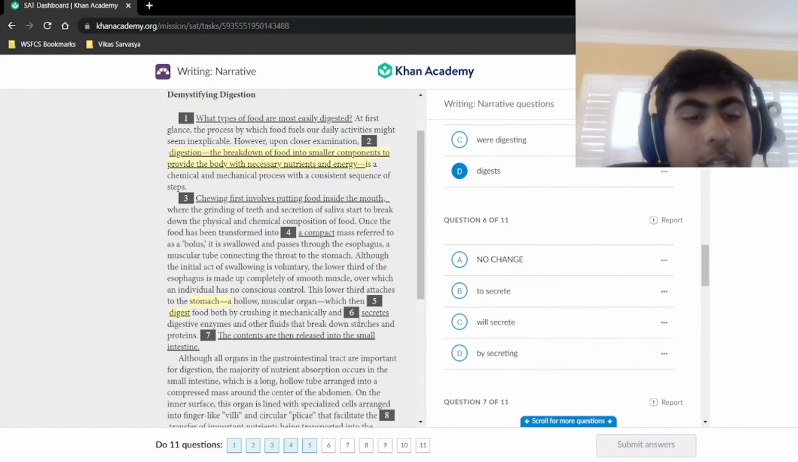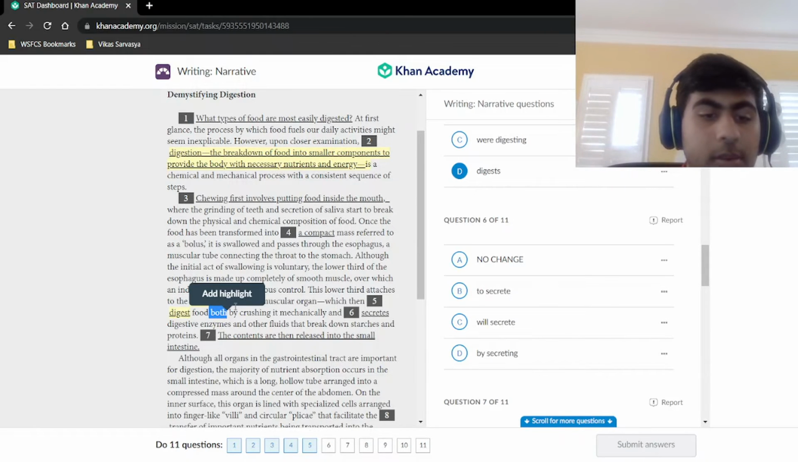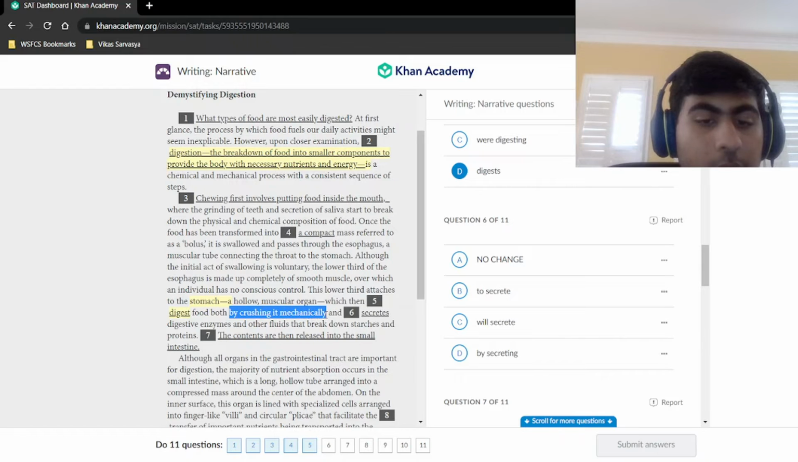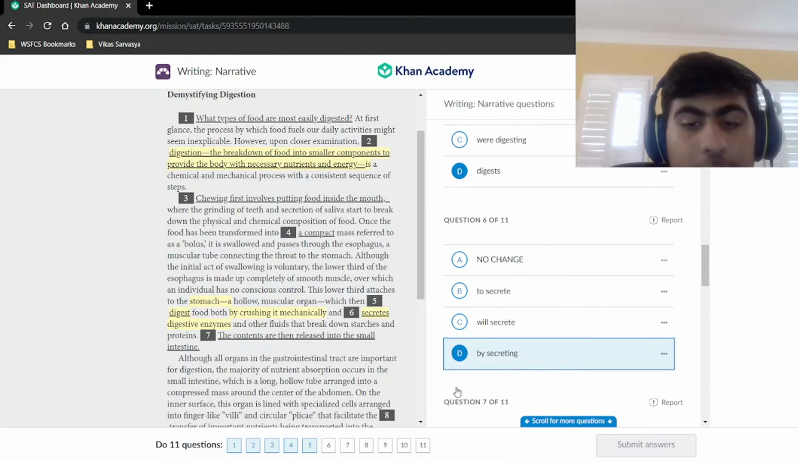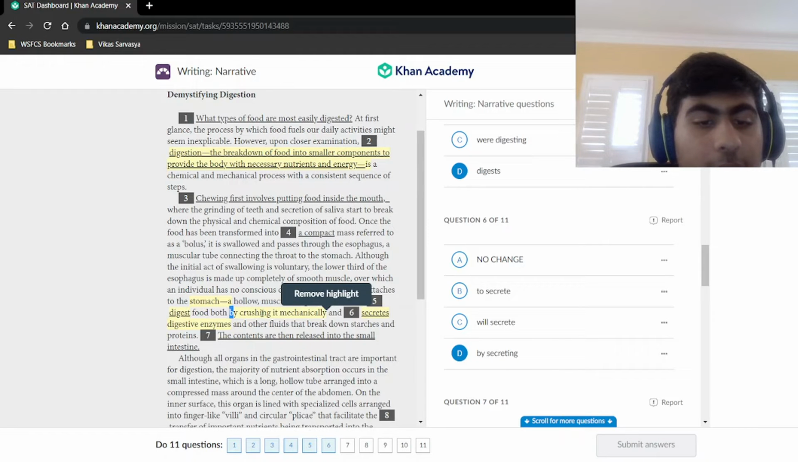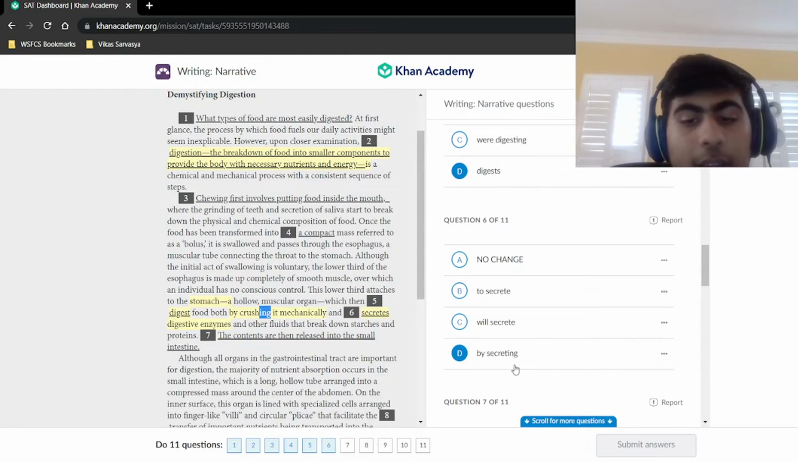And then I have clause 6, and secretes digestive enzymes and other fluids that break down starches and proteins. This is a kind of parallel structure question. Right? We have, which then digests food both. So in this example, the first part and the second part have to have the same parallel structure. So here we have by crushing it. So this is going to be something like by secreting it, right? So we see by secreting. We have the by here that has to be repeated. We have the ing that tells us what kind of tense it is, and we find that in by secreting, and that is our answer.